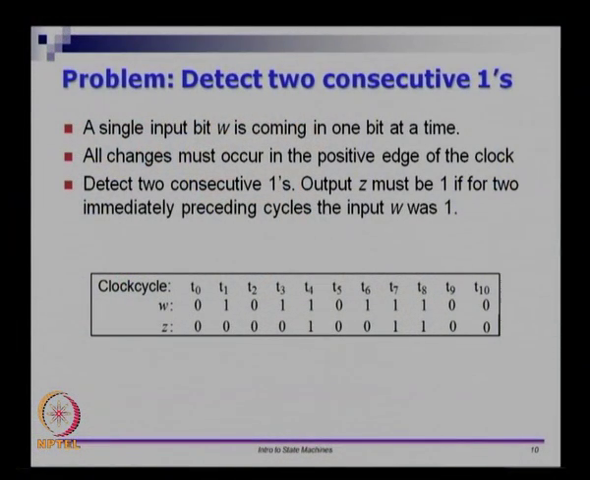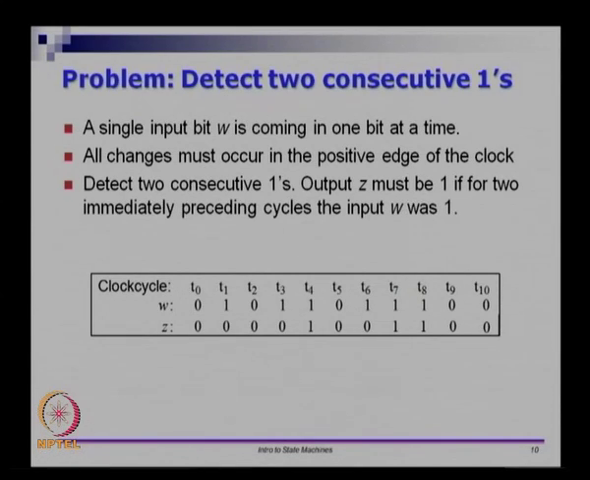So let us take a specific problem. I want to detect two consecutive ones, that is the problem description. Let us see it in more detail. Your circuit is supposed to take a single input W, and this input is coming in one bit at a time. There is only one bit given to you at a time, but there is a series of inputs coming in, and this may be a never ending series, and all changes must occur on the positive edge of the clock.